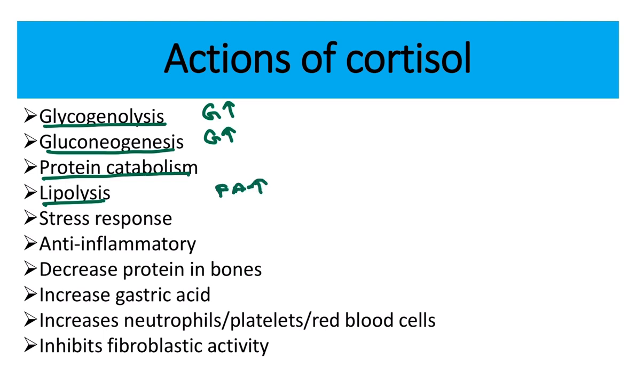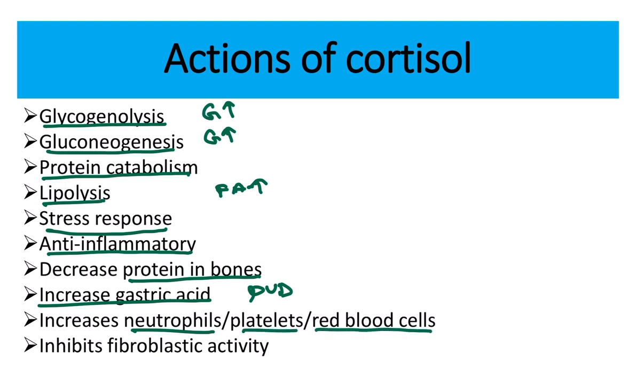Then stress response, it plays an important role in the stress response. Also it acts as an anti-inflammatory. And it decreases protein in the bones and reduces bone mineral and bone protein density. It increases gastric acid secretion. When there is more gastric acid secretion, then peptic ulcer disease develops. Then it increases neutrophils, platelets, and red blood cells. So neutrophils, platelets, and red blood cells are increased when there is excessive cortisol, and it also inhibits fibroblastic activity.